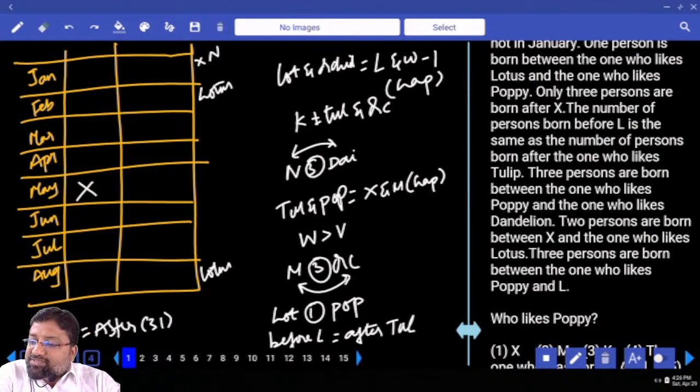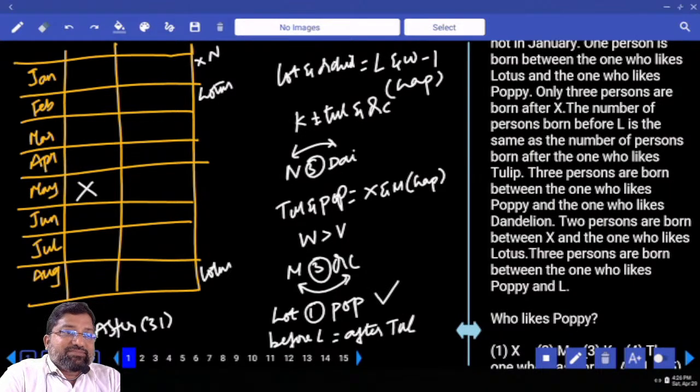Next time, let's read. 2 persons are born between X and the one who likes lotus. 3 persons were born between the one who likes poppy and L. So remember one thing: if I fix lotus, I can fix poppy because there is a clue linked with lotus and poppy.